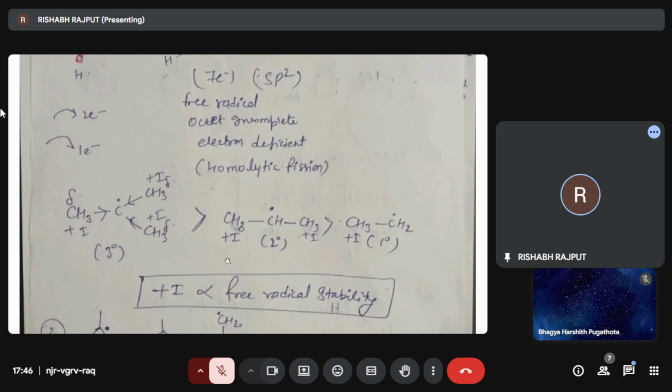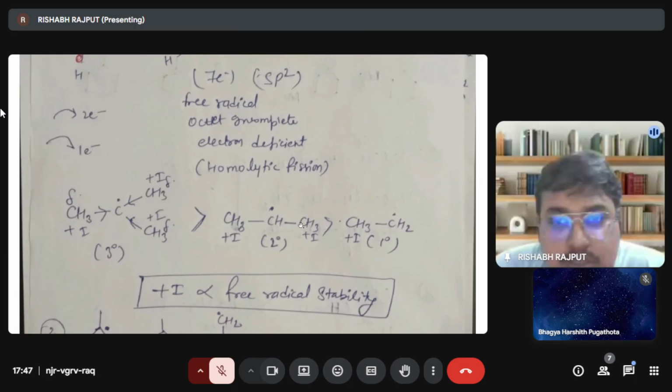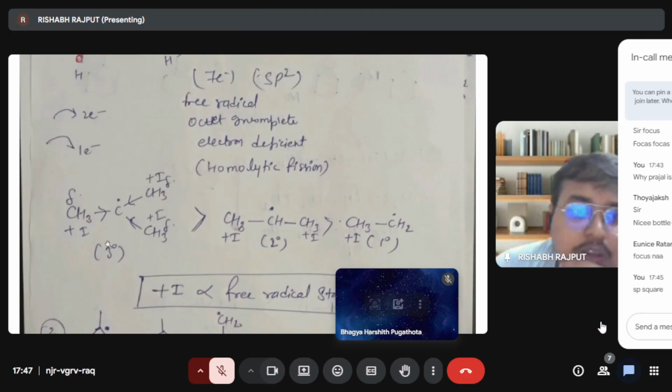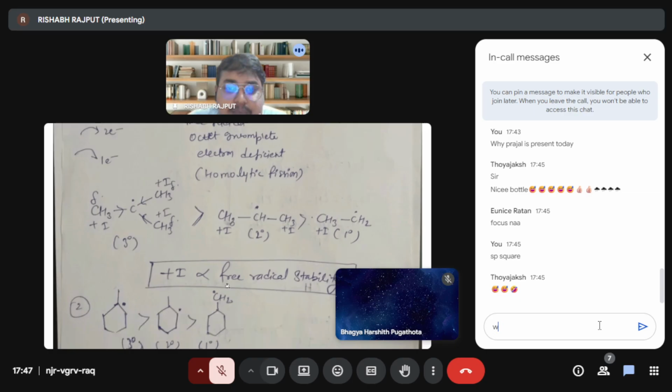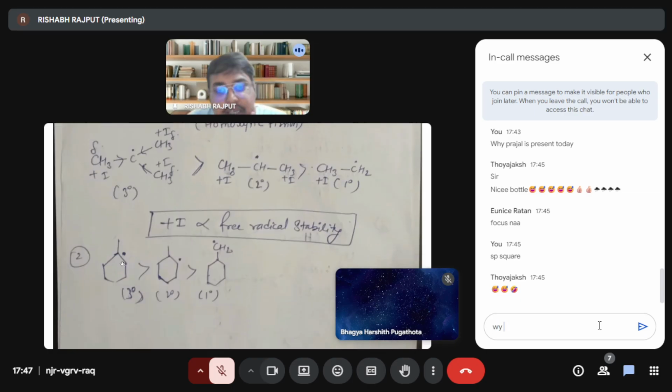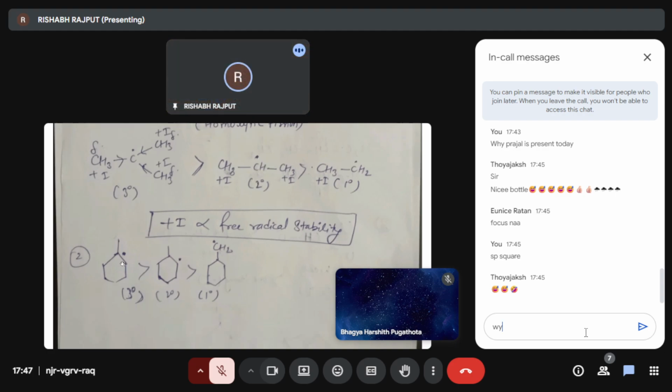So that is why this carbon is more stable compared to 2 degree and 1 degree. Why? Because 2 degree and 1 degree have fewer methyl groups compared to this 3 degree. So 3 degree is more stable than 2 degree and 1 degree. Here, plus I effect is directly proportional to free radical stability. Here also you can compare.